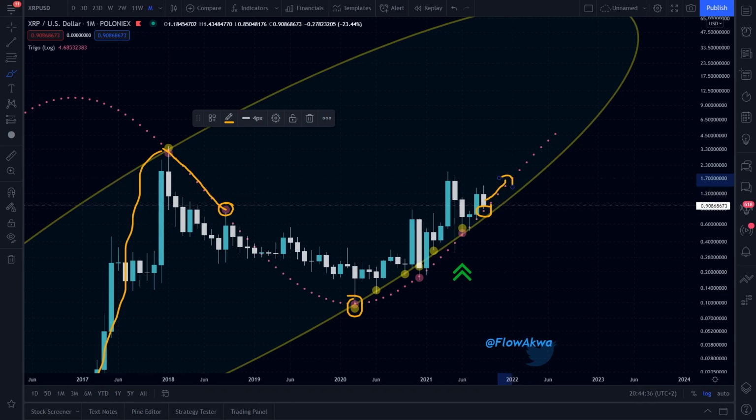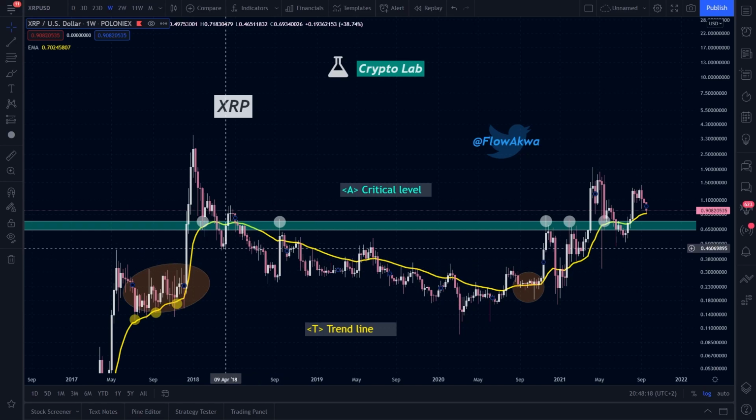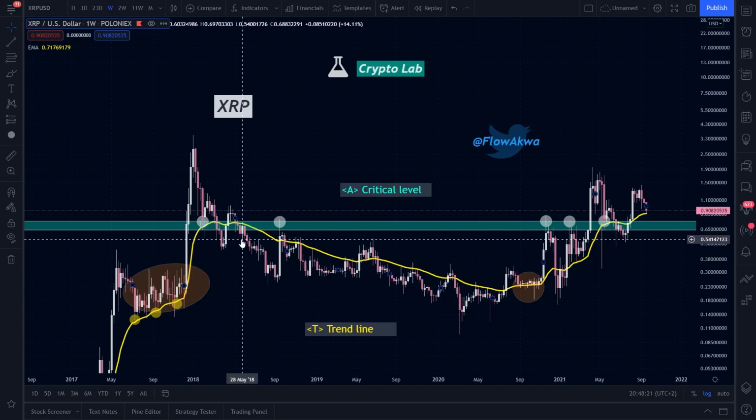Of course, I will share regular updates of this chart because I think it will play an important role in the future. Now let's talk about the trend line chart. You know that this chart is very important for XRP. We've been using this chart for a while now and you know everything about it. In yellow, we have the trend line. We know that this trend line is key for XRP.